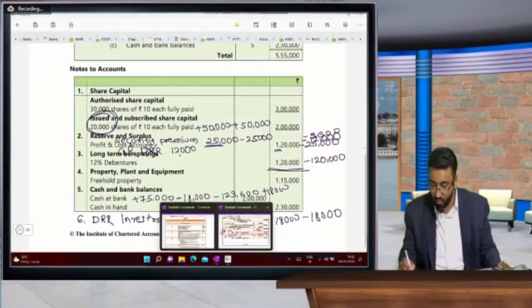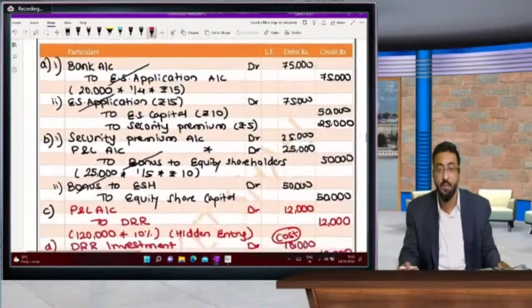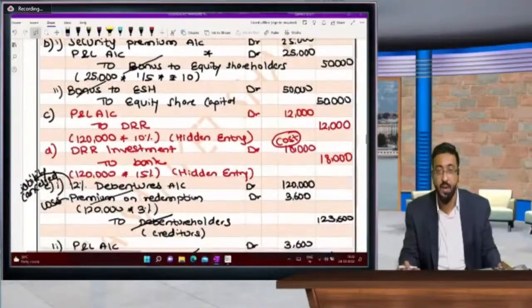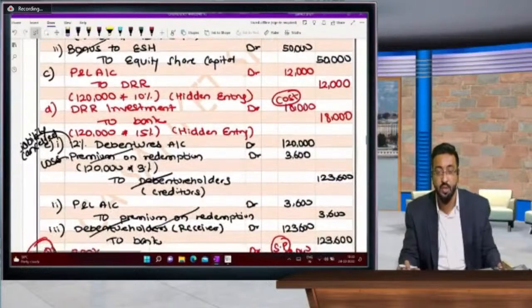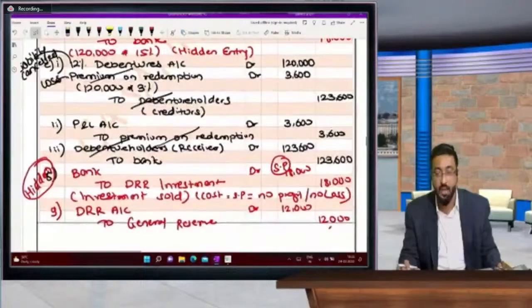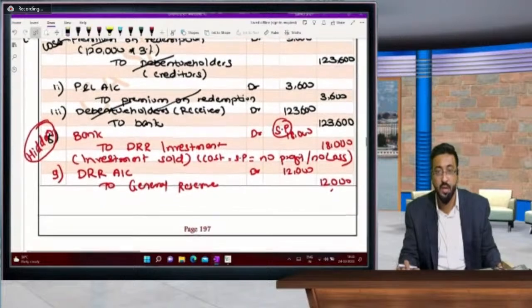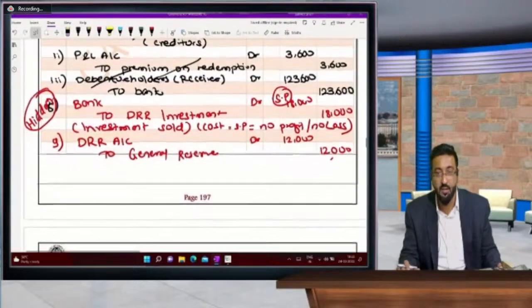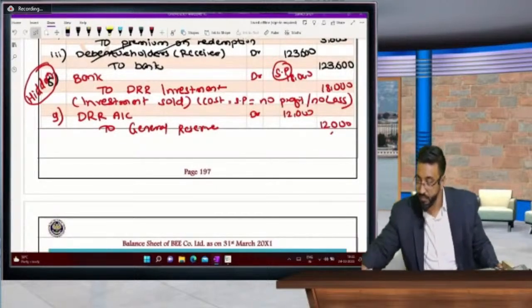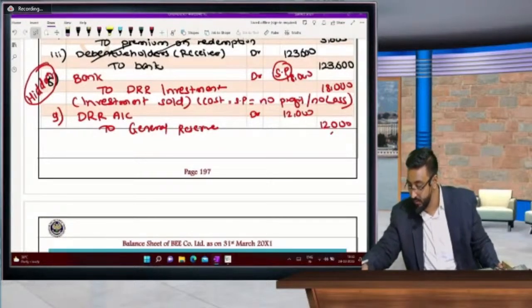Yes, you can check these entries once again. Bank account debit to equity share application. Equity share application to equity share capital, to security premium. Security premium account debit, P&L account debit to bonus to equity shareholders. Bonus to equity shareholders account debit to equity share capital. P&L to DRR. DRR investment to bank. Debentures account debit, premium on redemption account debit to debenture holders. P&L account debit to premium on redemption. Debenture holders account debit to bank. Bank to DRR investment. DRR to general reserve. And all entries are getting over. Now we are going to update our balance sheet.